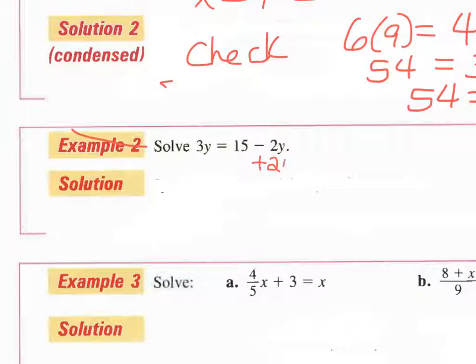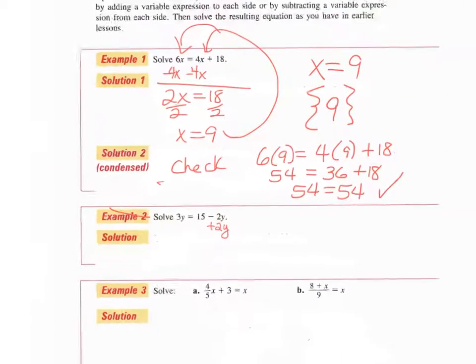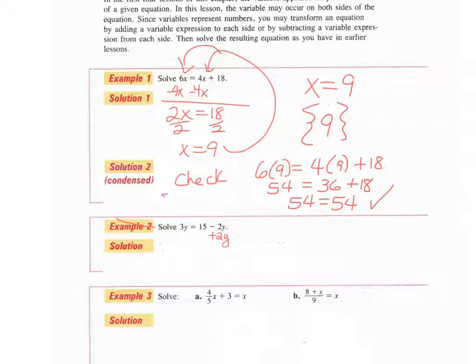So we're going to add 2y. Let me just review number 1. So example 1, you're going to follow the 5-step process. You're going to group your like terms. You're going to subtract first, then divide, and then you're going to complete the check.